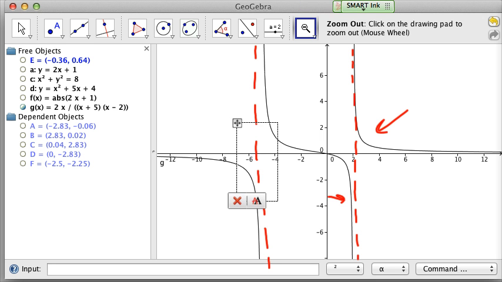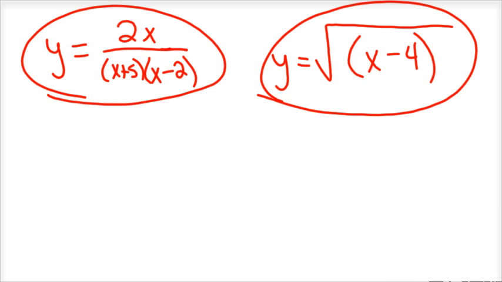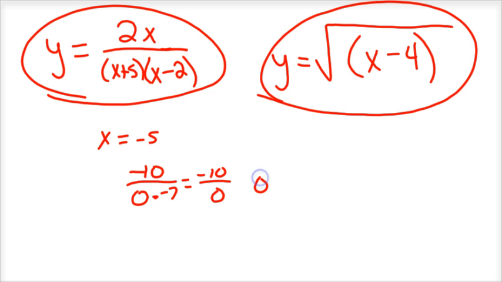So let's take a look at that. Let's minimize that and hopefully it disappears. Yes. So the holes in that particular graph, well, notice what happens. If you had x equals negative 5 and you plug that in there, you'd have negative 10 on top and then 0 times negative 7 on the bottom. Well, negative 10 divided by 0 is undefined. I'll put the empty set. That's an undefined value, so it doesn't work there. You don't get a real number. And the same with 2.